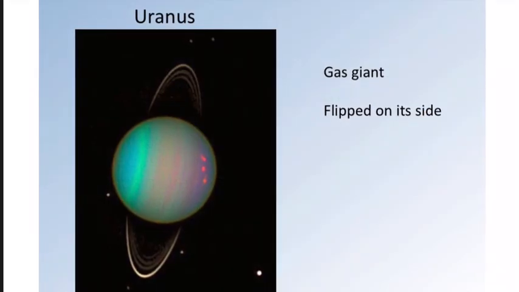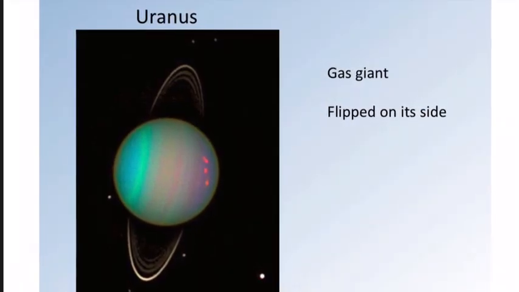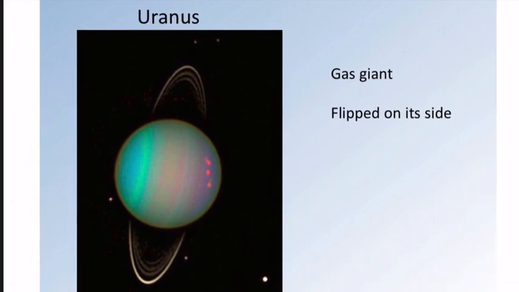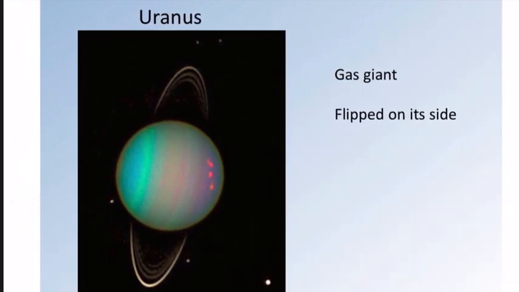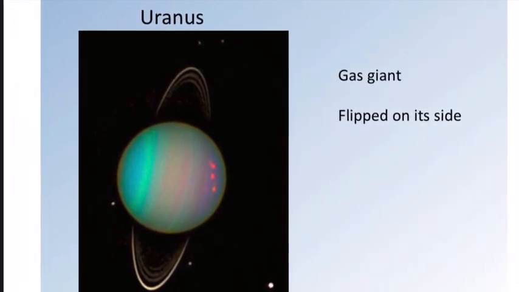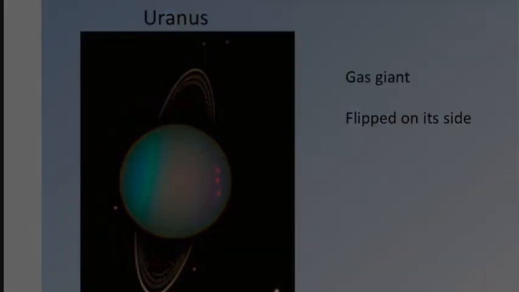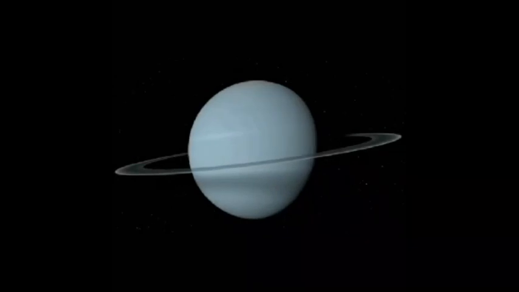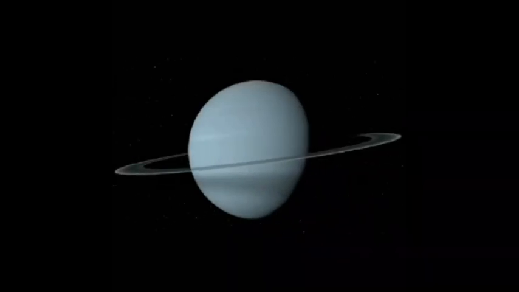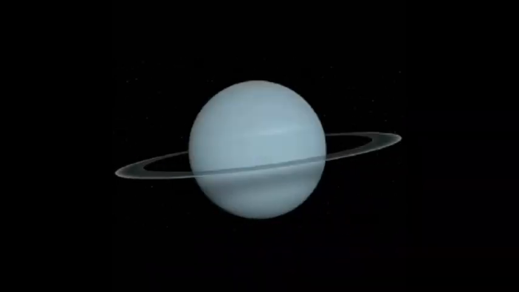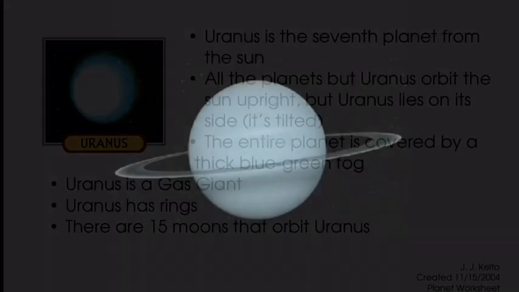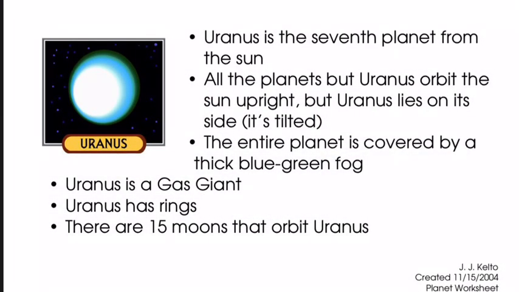Uranus was named after the Greek god of the sky. It is the seventh planet from the Sun. Uranus was the first planet discovered by a telescope. It has 27 moons. Uranus was first seen by William Herschel in 1781 during a survey of the sky using a telescope. It rolls like a barrel rather than spinning like Earth.